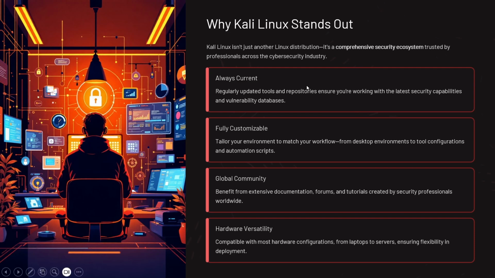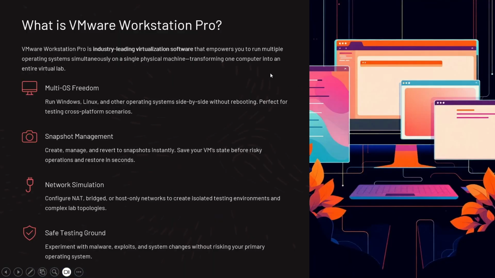And hardware versatility. Third one is what is VMware Pro? VMware Pro is an industry-leading virtualization software that empowers you to run multiple operating systems simultaneously on a single physical machine. Means it is a software which allows you to host or run multiple virtual machines on the same operating system. It has multiple features like multi-OS freedom, snapshot management, network simulation, and a safe playground.